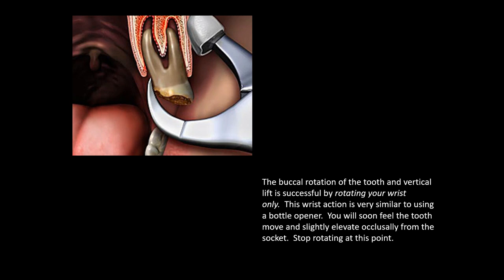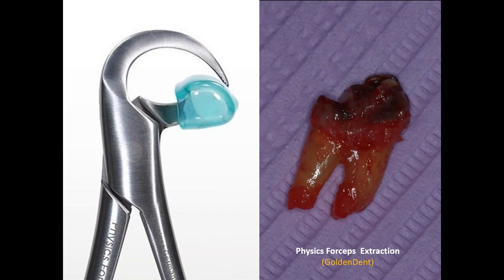Once you've made that rotation and you allow the tooth to loosen up, at that time you can go ahead and use, in this case, a 150 and, for the lower, a 151. Or GoldenDent has a great device called a tooth delivery forceps that will be used to further remove the tooth from the socket once it's been loosened using the physics forceps.